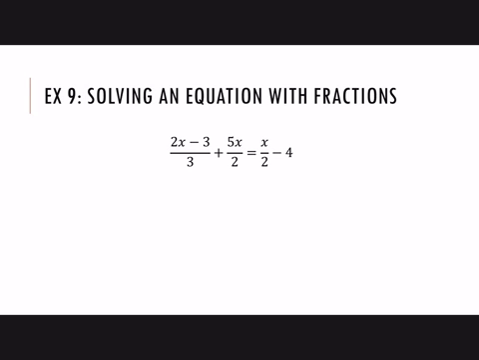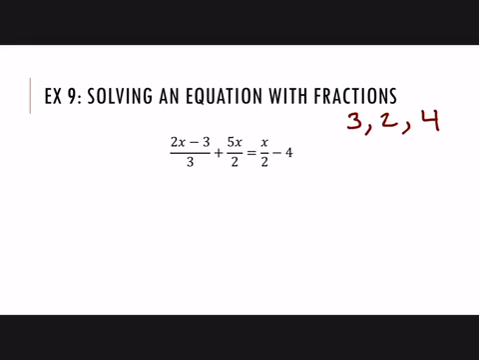Alright, let's try another one. First of all, the denominators. We have 3, 2, another 2, and then we do need to consider the denominator of the 4. If there's nothing there, that would be a 1. So we're looking at the denominator of every single term.